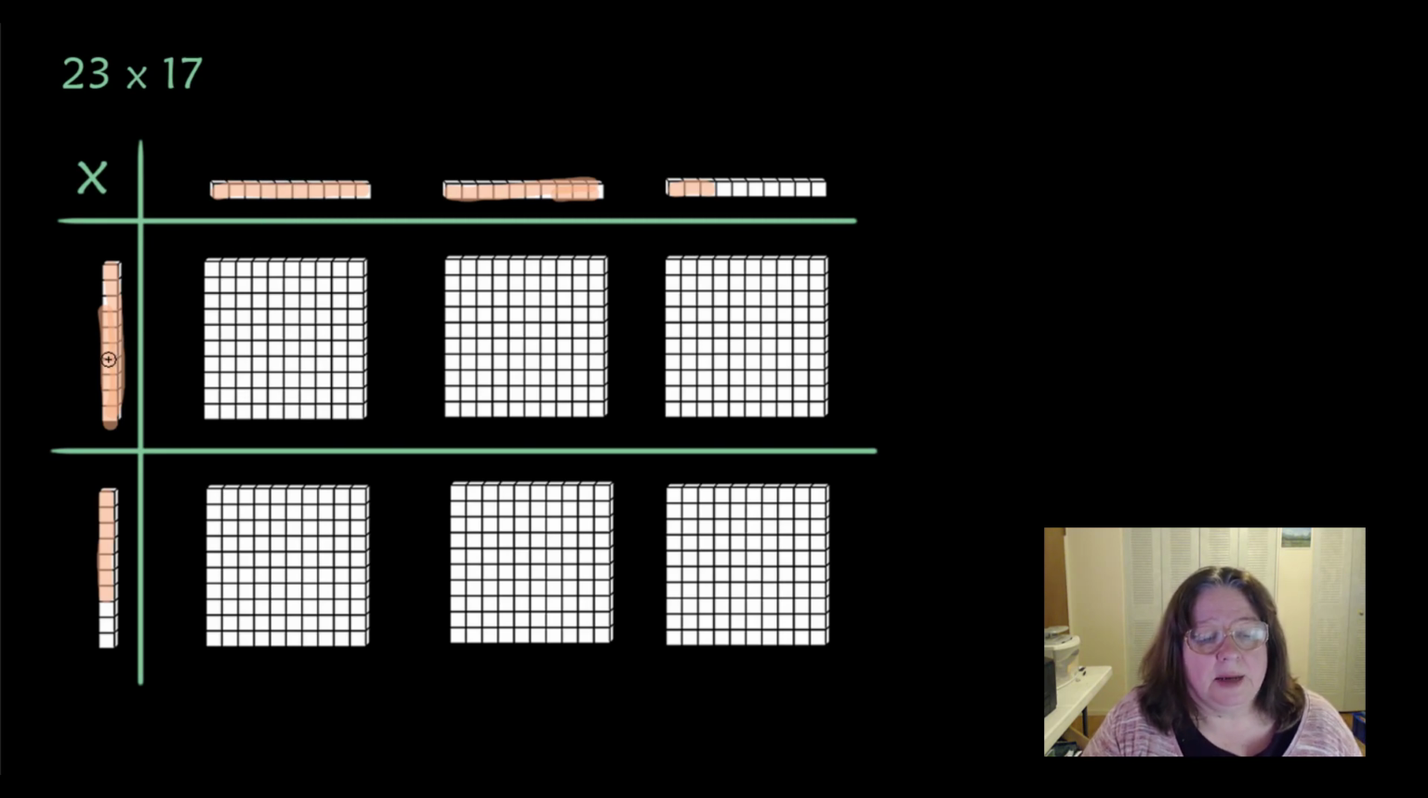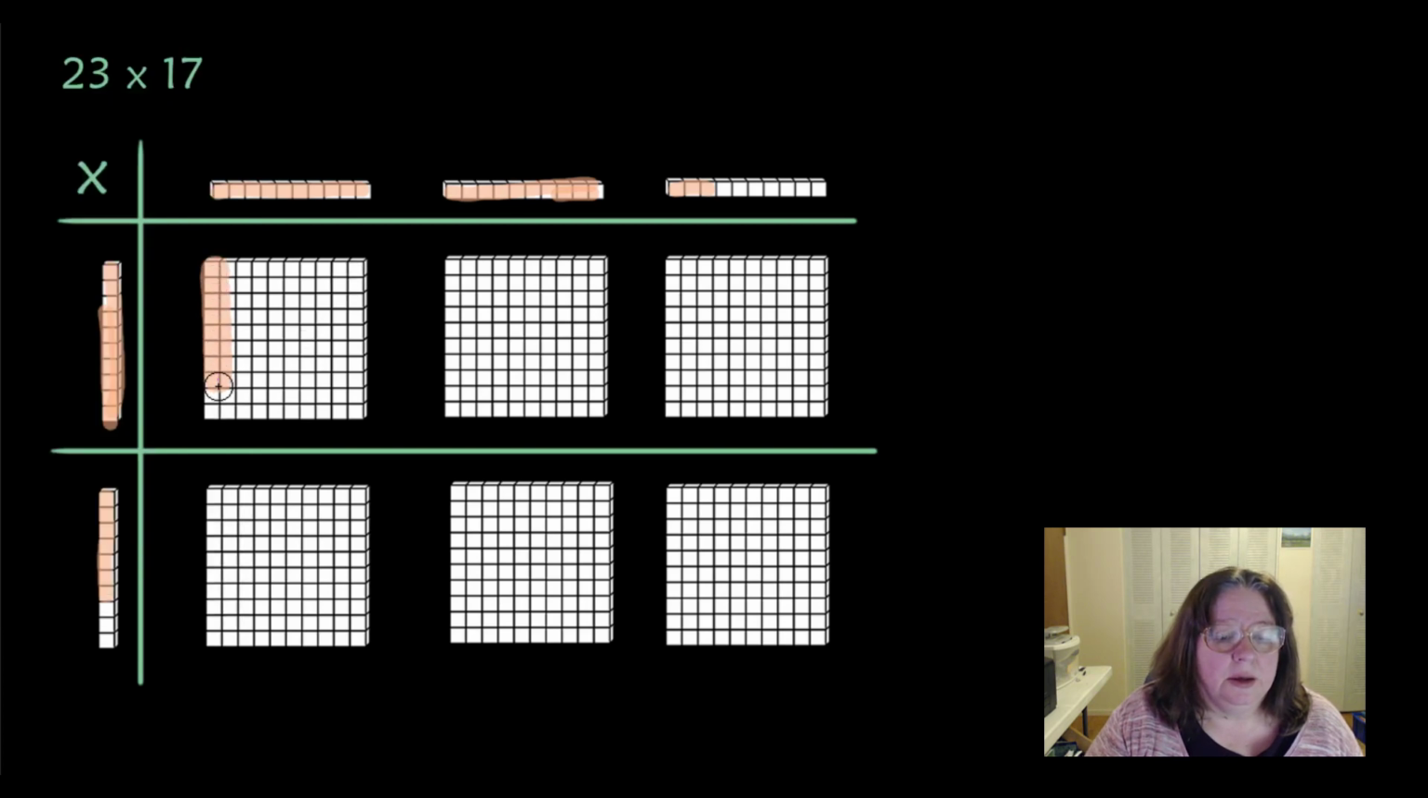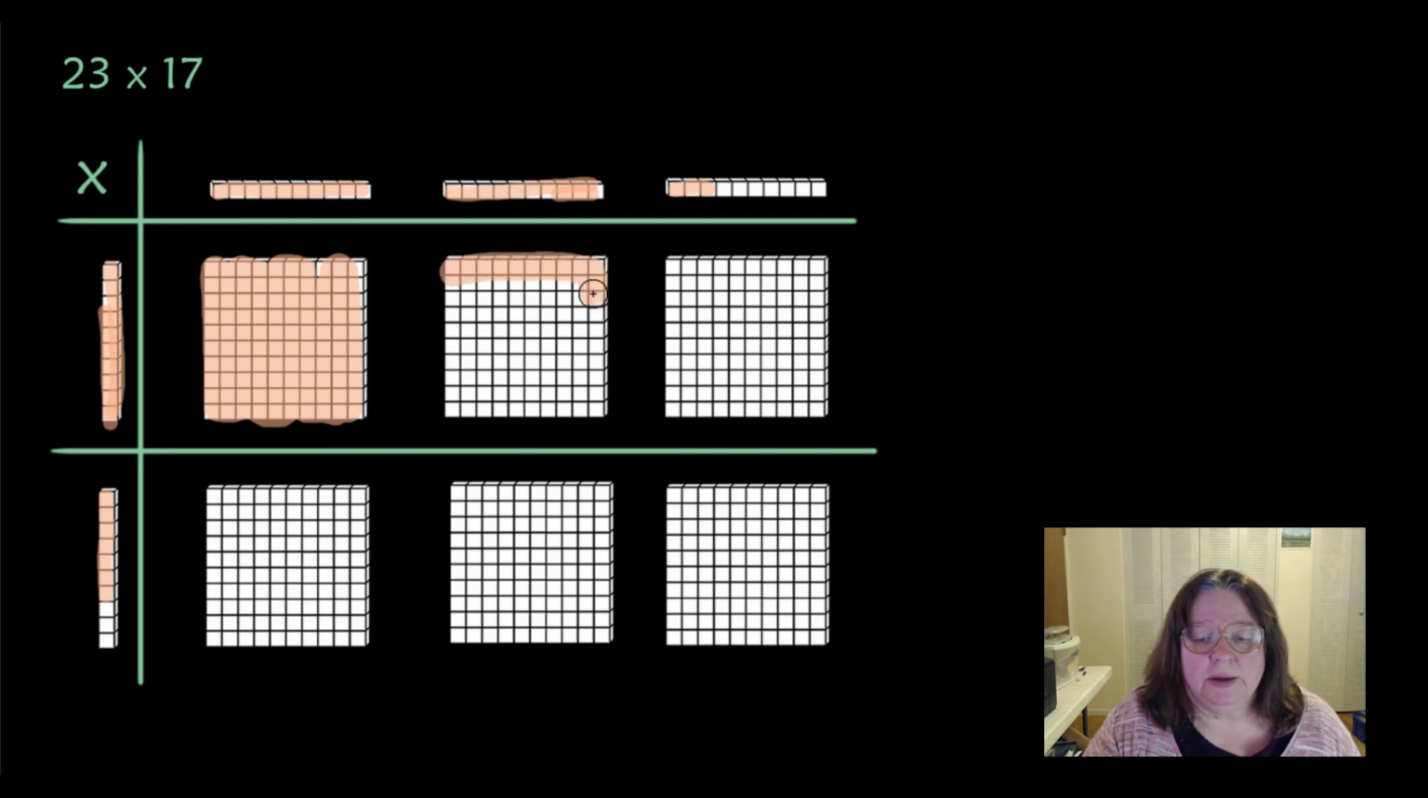10 times 10 is 100. So I've got this hundreds block, and I want to fill the whole thing in. So I'm just going to try my best to fill it in here. So it's not too messy. It's a little messy. Huh? So there's 10 times 10 is 100.